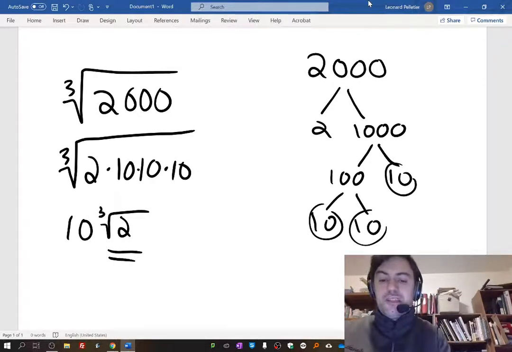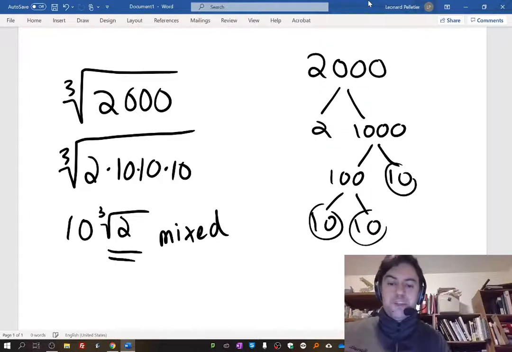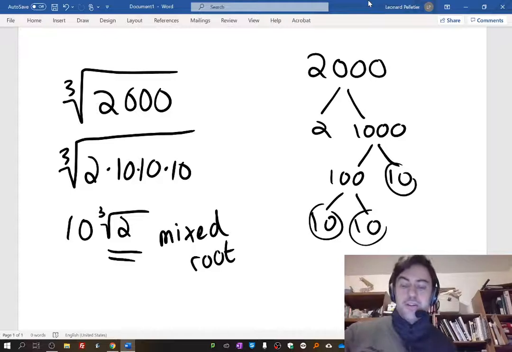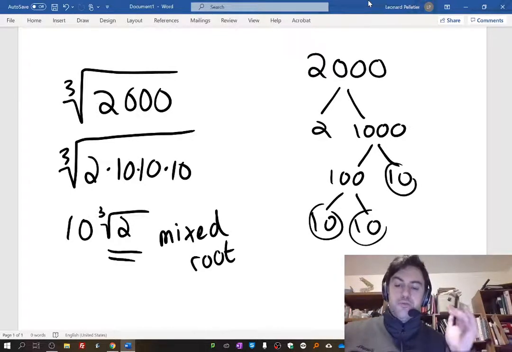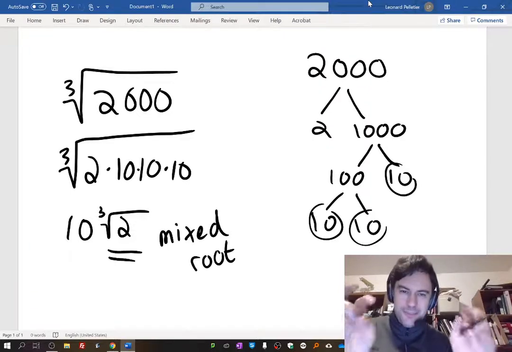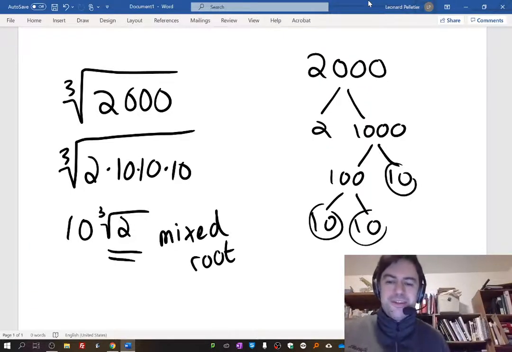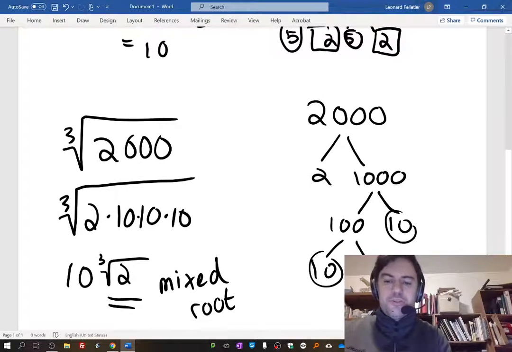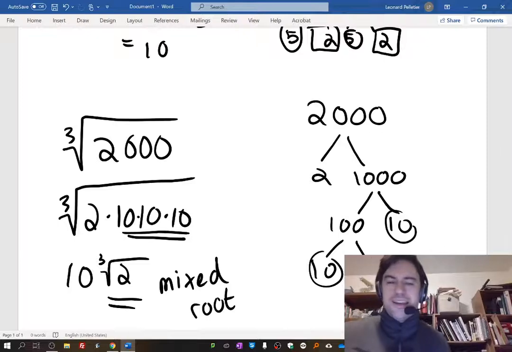But that's why you can make this into a mixed root, is the term. And that's a perfectly nice way to answer the question. You wouldn't want to go into decimal notation. You'd want to simplify instead of evaluate. So that's how you might go about doing a question like that. Again, you're looking for the triples, and the triples come out of the root and become just a single number.